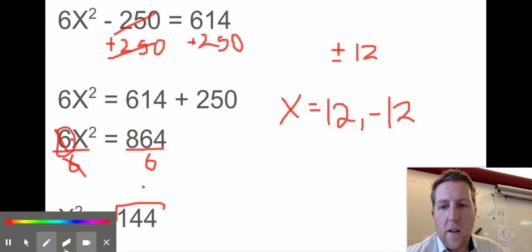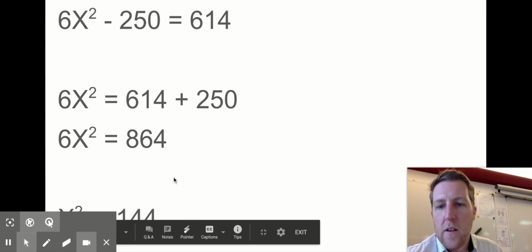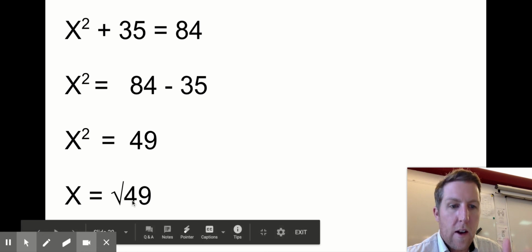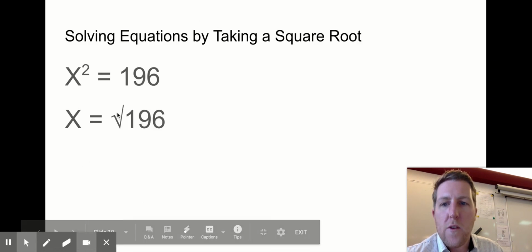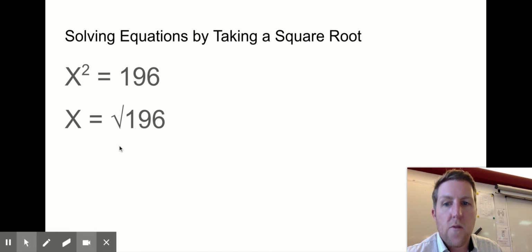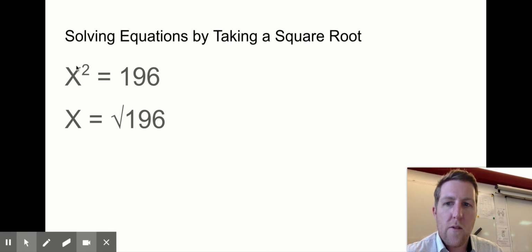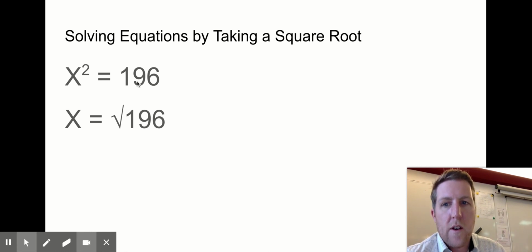Same when we go back to those other examples. Let me just erase this quickly. Here, the square root of 49, we could have had an answer of negative 7 as well. So 7 and negative 7 are acceptable answers. And with this one, when you do the square root of 196, your answer is 14 or negative 14. That's also another possibility because you could put negative 14 in here. Negative 14 times negative 14 gives you positive 196. So it's important to know that as a little bit of an extension piece coming up.